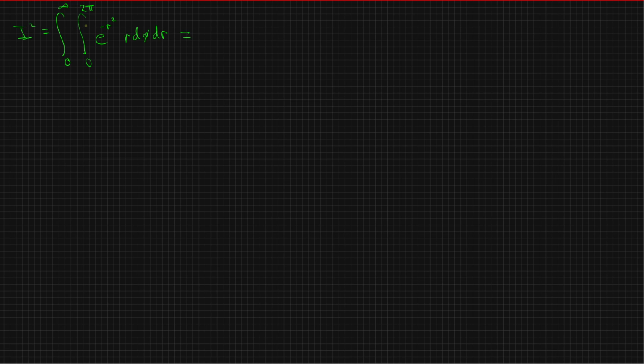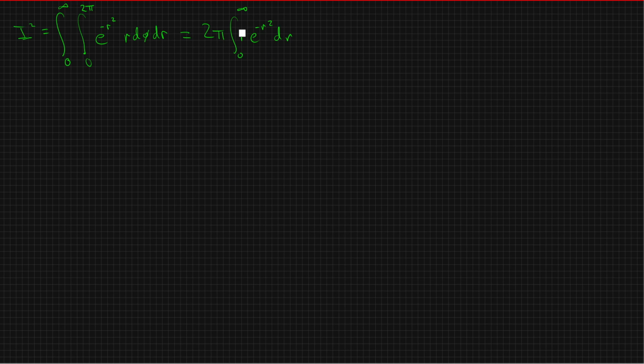So we can carry out the phi integral all on its own, and we just get a factor of 2 pi, and then the integral from 0 to infinity of e to the minus r squared dr, right? Or sorry, there's an r here. So what can we do at this point?